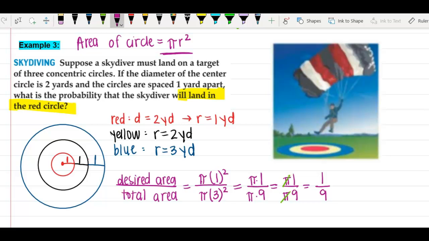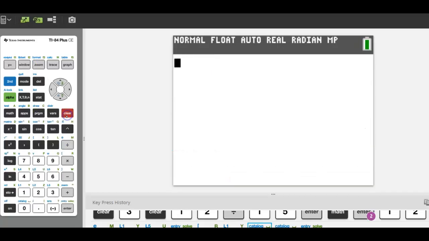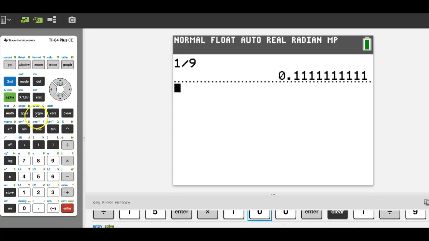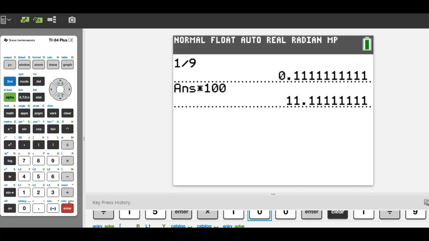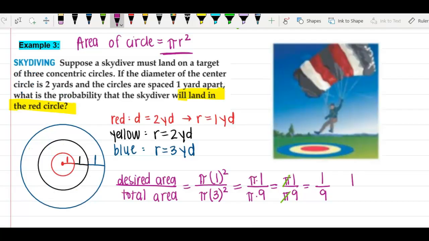Okay, so if we want to put this as a percent, we can't simplify it anymore because 1 and 9 have no common factors. So we can type in 1 divided by 9, enter, and then we can hit times 100. So really, it's about 11.1%.